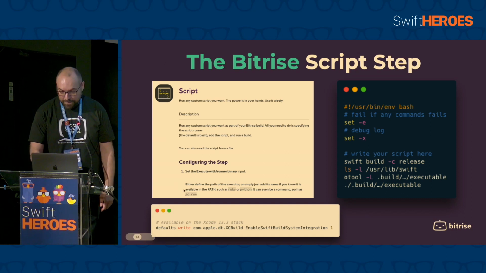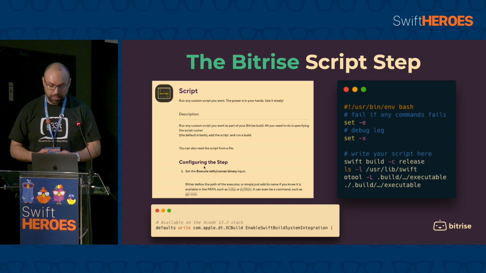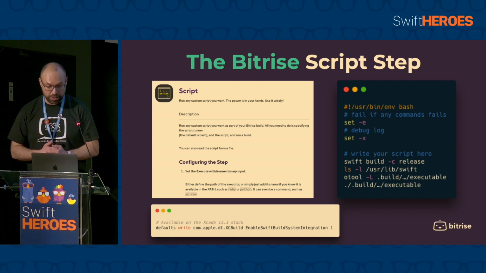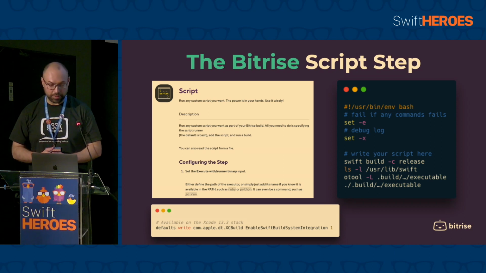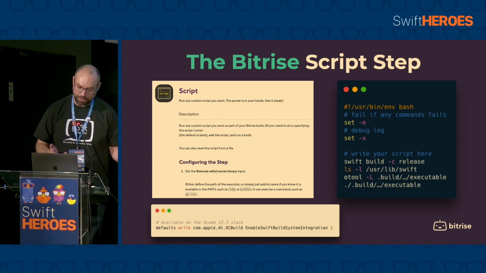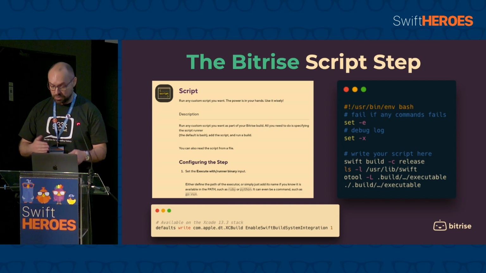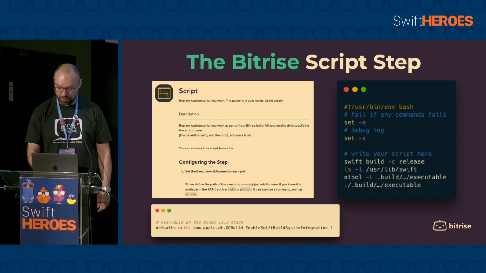So one good thing about the script step and writing Swift is that you can enable the Swift build system integration if you're using the most recent Xcode 13.3 stack. It means that your scripts will run faster. If you're using older stacks, you won't be able to do that. But it was introduced recently, and it is opt-in. So if you set this, your Swift scripts are faster.